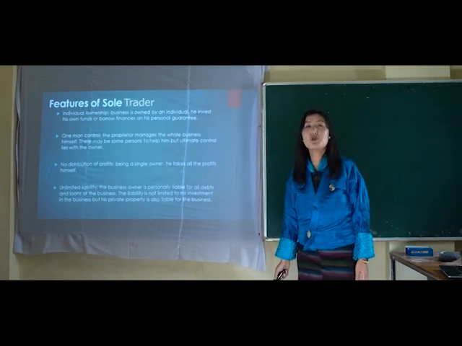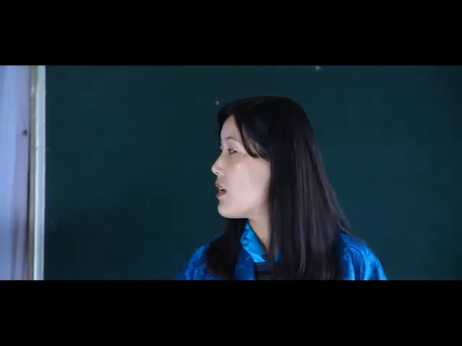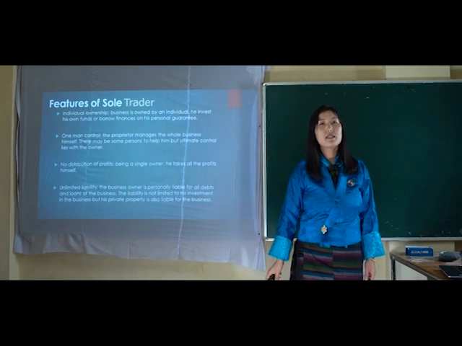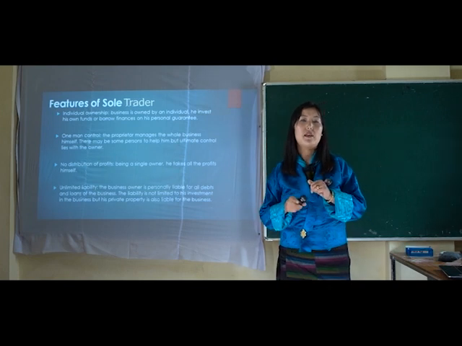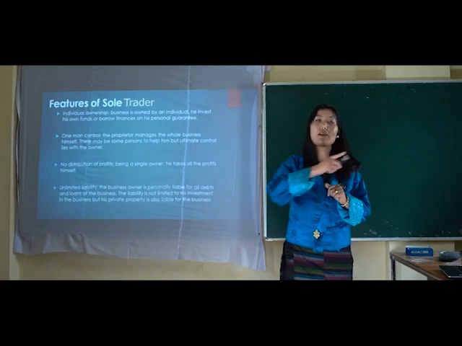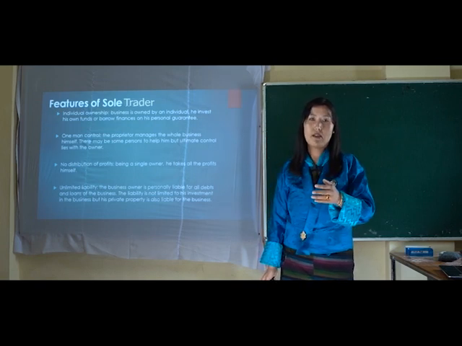Next is no distribution of profit. It's obvious that because there is only one owner, he need not share his profit with anybody. He can enjoy all the profit by himself. Next is unlimited liability, meaning the owner of the business is personally liable for all the debts and loans of the business. If the business has some loans or debts, then the owner is solely liable for that. There is nobody to share his liability. The liability is not limited to his investment.